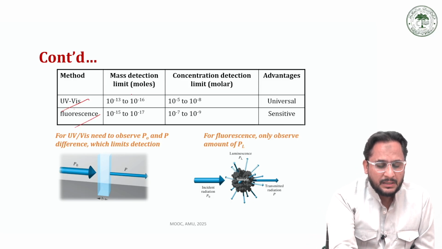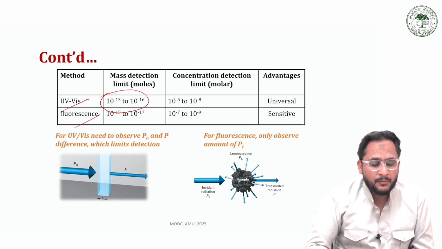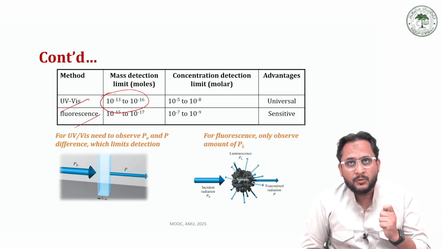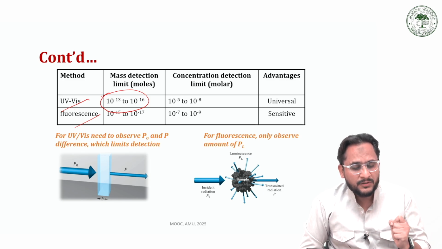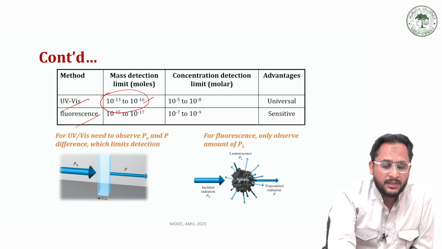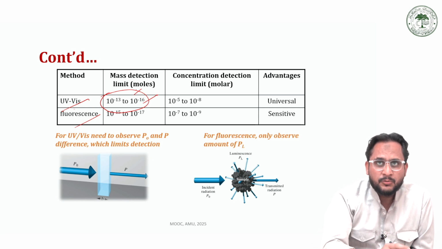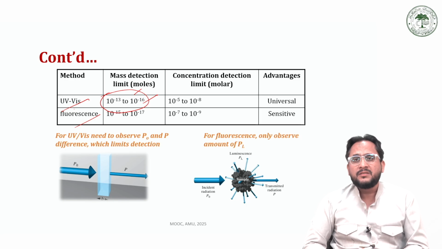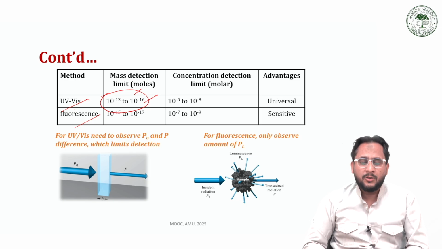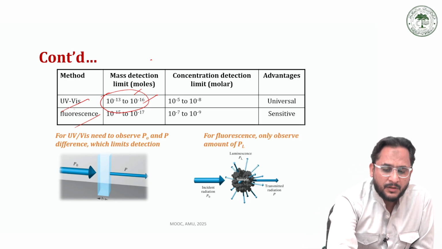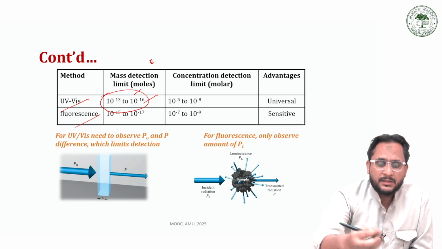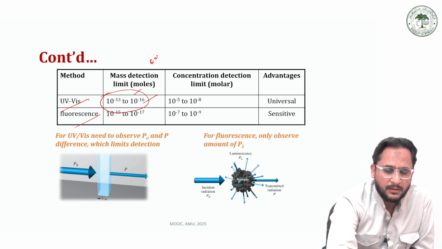Here you can see that with UV spectroscopy we can go up to very low detection limit. This UV visible spectroscopy helps us to identify moles even if they are in very little number. 10 raised to the power minus 13 to 10 raised to the power minus 16 moles are present. Although a mole contains quite a large number of molecules, equal to Avogadro's number, 6.023 into 10 raised to the power 23 molecules are present in a single mole.